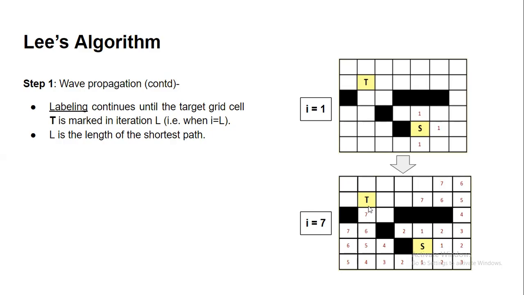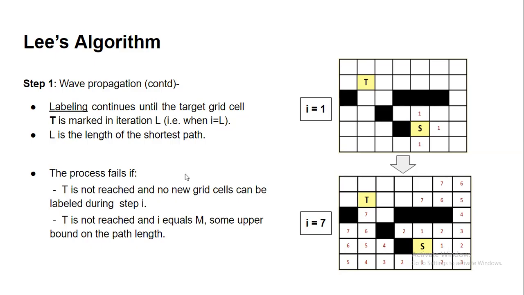At the 7th iteration, the neighboring cell is actually hitting the target. So up to this point, we will actually continue our leveling. Okay, and this is the shortest path length, L. That means 7 is our path length, or 7 blocks, if you may say, or 7 grids. We have to draw the path.